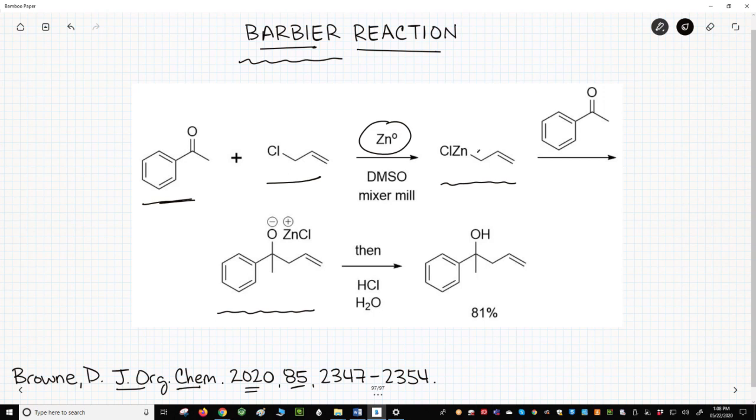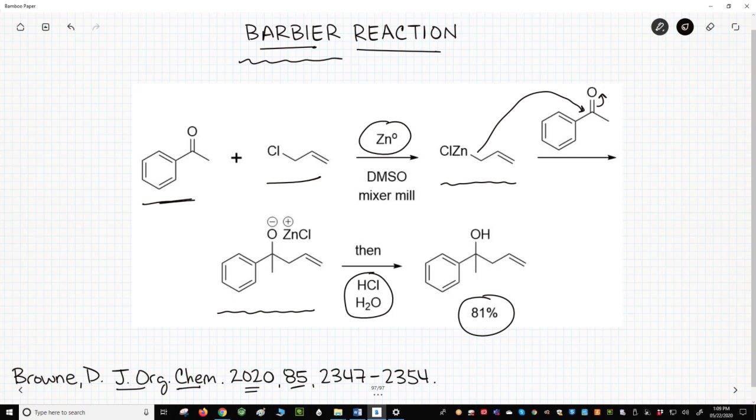The exact mechanism of this reaction is perhaps debatable. In the last step, we'll add acid and water to protonate our alkoxide and form the alcohol product. The reaction shown has a yield of 81%. Yields are generally high across a range of aldehydes and ketones and even some imines. Through use of a mixer mill, the Browne group could complete the reactions within 2 hours.